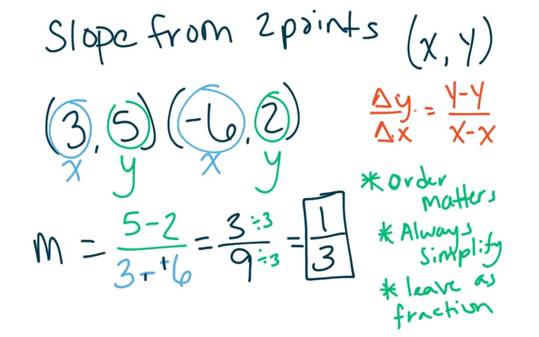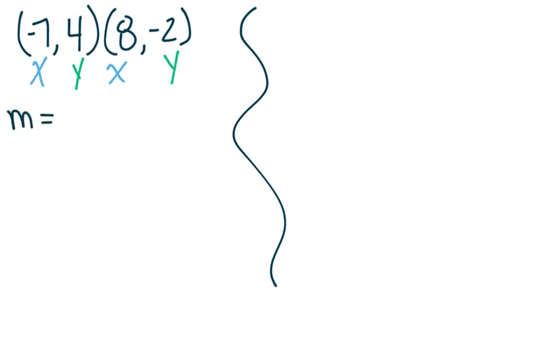Now remember that m is used to represent slope. We always want to say m equals as our answer. So let's go ahead and try another one. So if I have, let's go -7, 4 and 8, -2. All right, so I'm going to walk you through step by step. First thing I always do is I label my x's and I label my y's. Okay, then oftentimes I will write y minus y over x minus x as I'm beginning, because it's important.